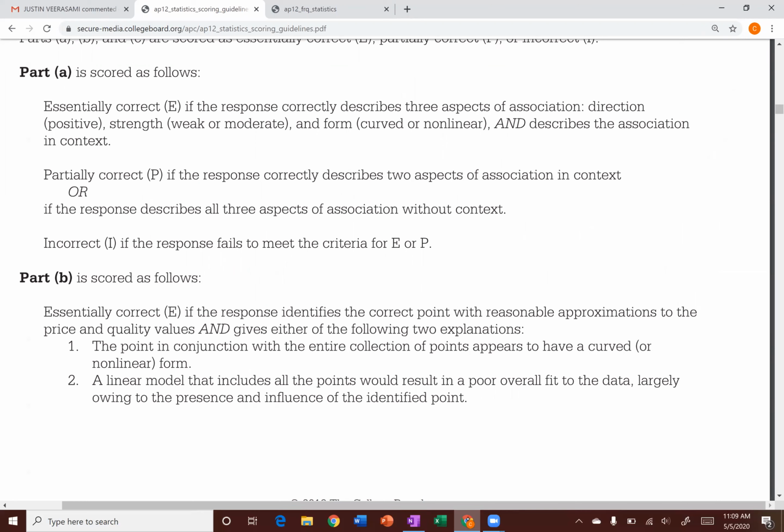However, just as acceptable is, you could have said something like, a linear model that includes all points would result in a poor overall fit to the data, largely owing to the presence and influence of the identified point. So if you basically mention the fact that this seems to be an influential point or a point that might strongly affect the slope of a linear association, you'd get an essentially correct score. Okay. So they're open to multiple types of responses. Just make sure that you are justifying your response.